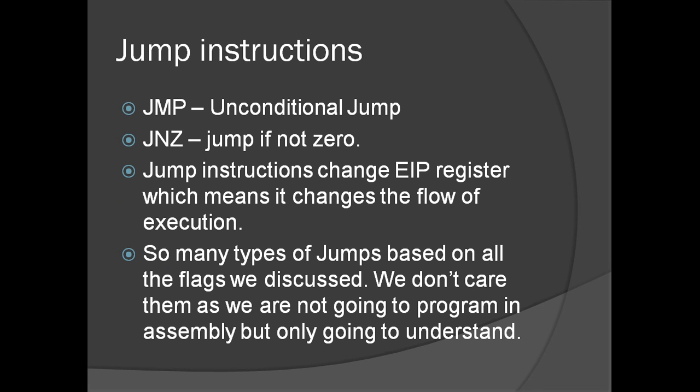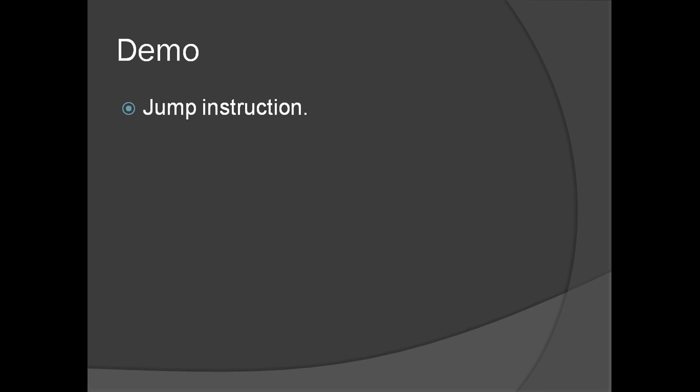Now we will see jump instructions. There is a class of instructions which changes the value of the EIP register. Jump instructions change the EIP value, which means they change the flow of execution. There are many types of jump instruction based on all the flags we have discussed, like zero flag, carry flag. We don't discuss all of them, but we will try to understand how jump works. Now let's go back to Visual Studio and see a jump instruction in play.